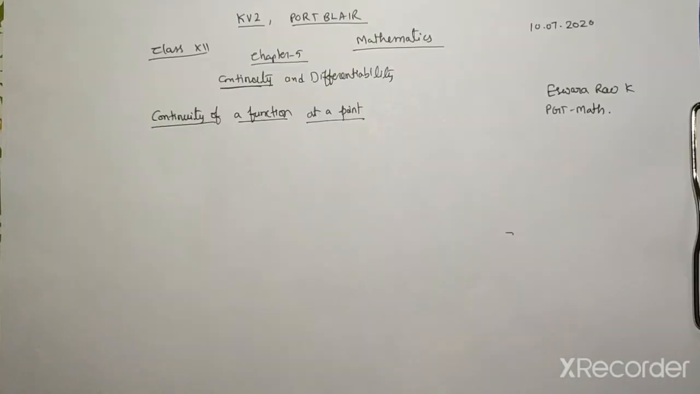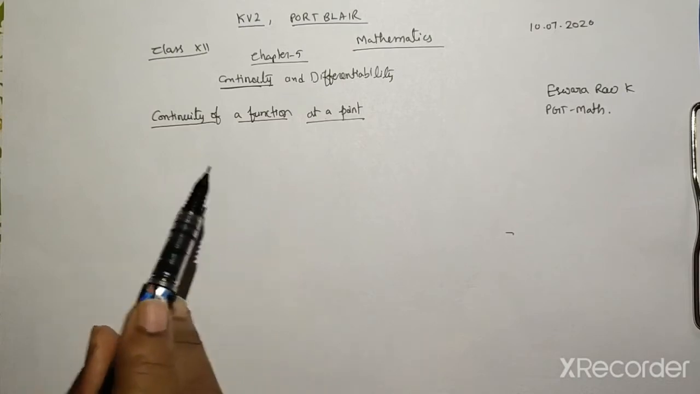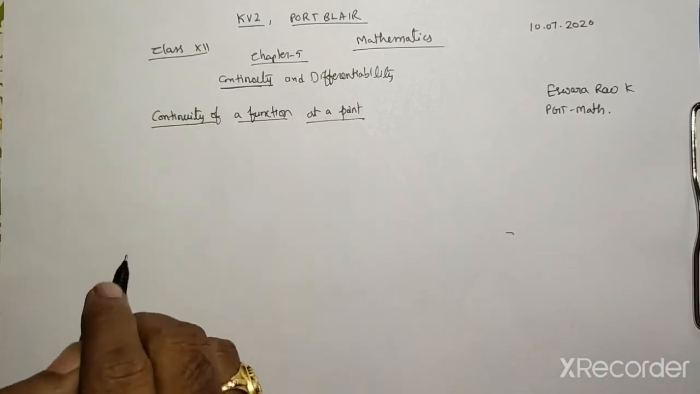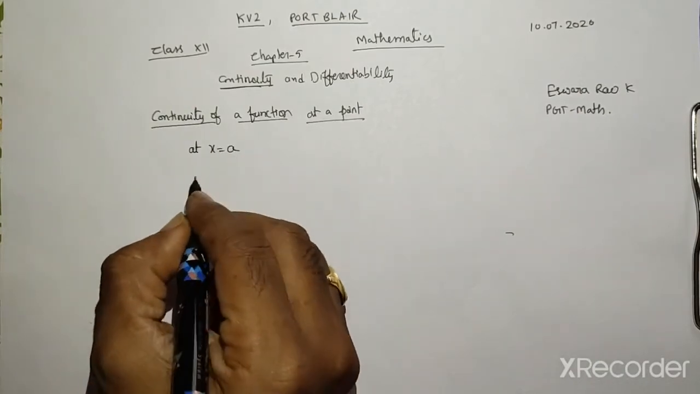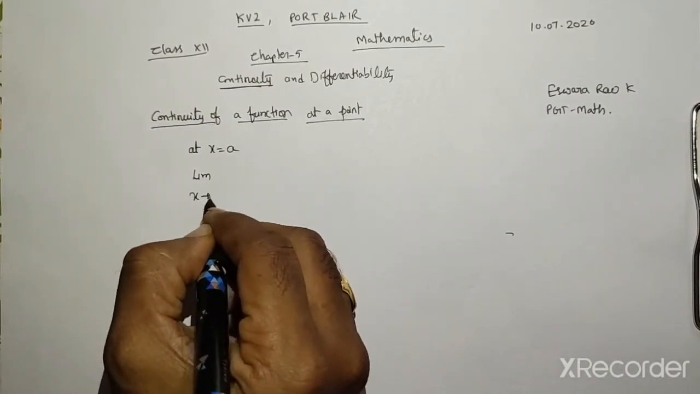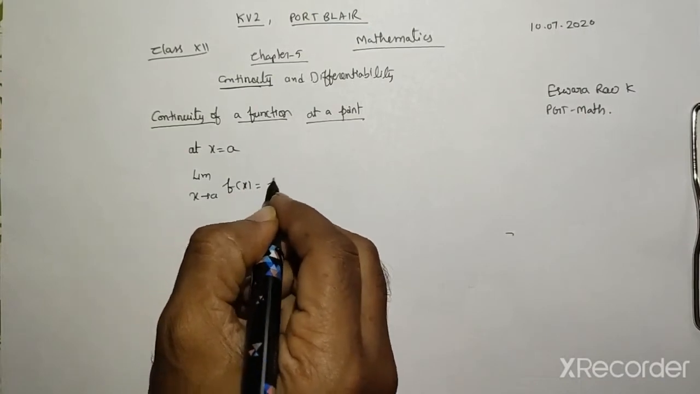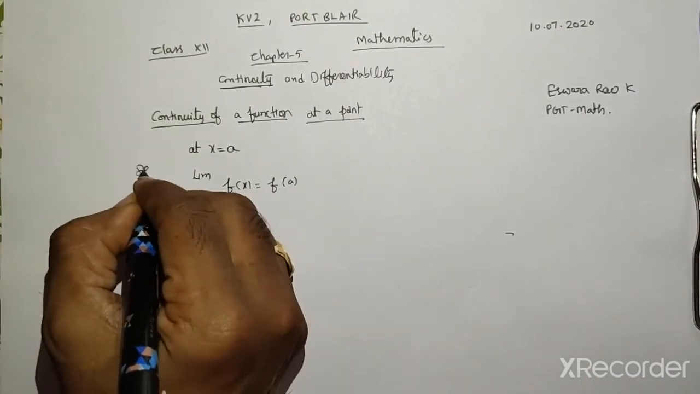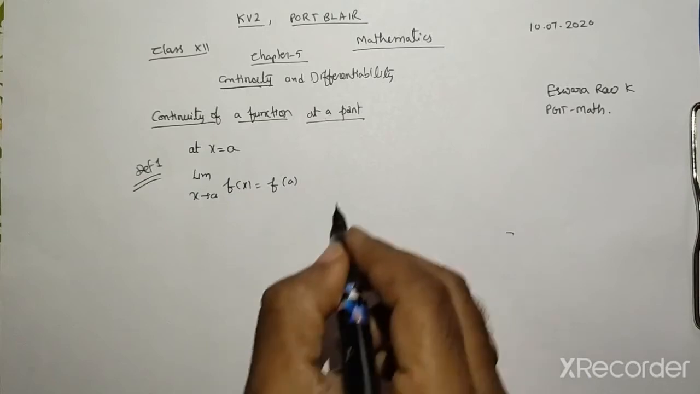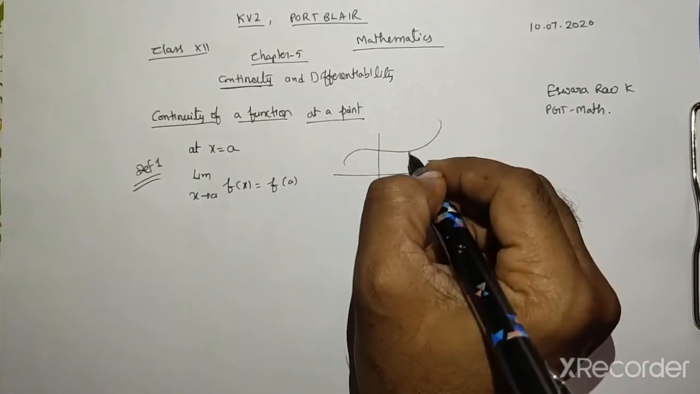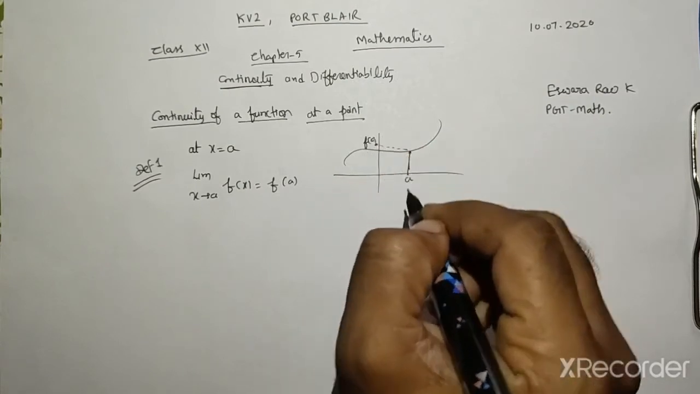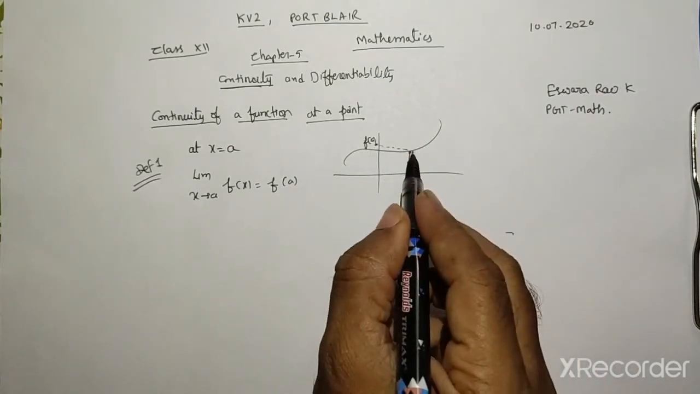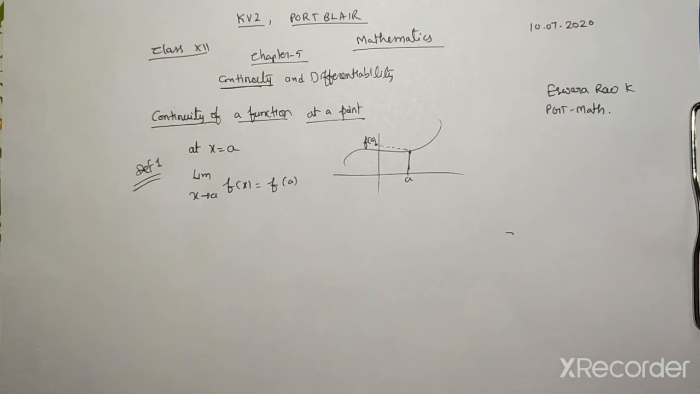From all these things and from the graph, you understood that continuity of a function at a point x is equal to a, just as I am defining it, should be limit x tends to a, f of x is equal to f of a. This is definition 1. That means in the graph at x is equal to a, the limit value and the value of the function f of a, both of them must be equal.